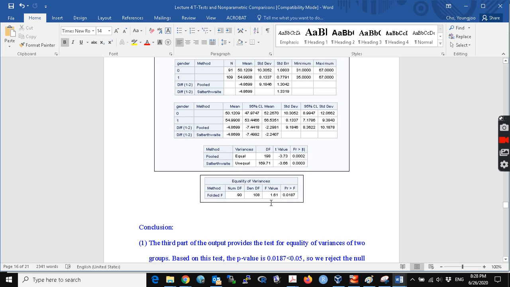So the F value is 1.61. And then here we need to look at this p-value, which is a probability. For the equality of variance, the null hypothesis is that the two variances are equal, and the alternative hypothesis is that the two variances are not equal.